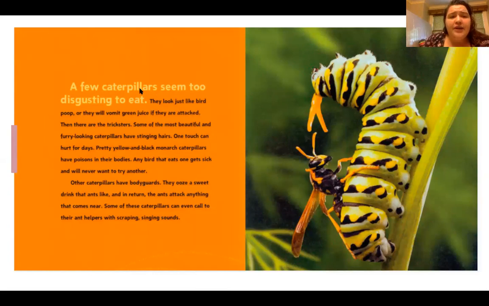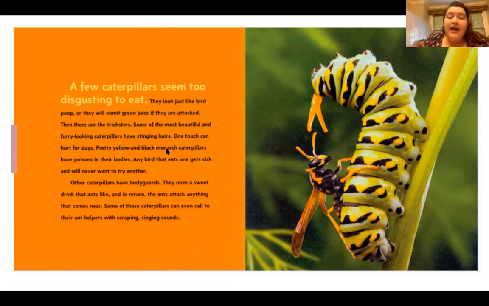A few caterpillars seem too disgusting to eat. That means no animals want to eat them. They look just like bird poop, ew. Or they will vomit or throw up green juice if they are tapped, ew. Then there are the tricksters. Some of the most beautiful and furry looking caterpillars have stinging hairs. One touch will hurt for days, owie.